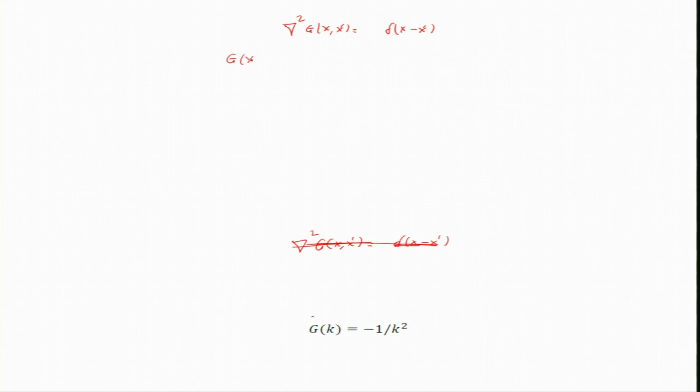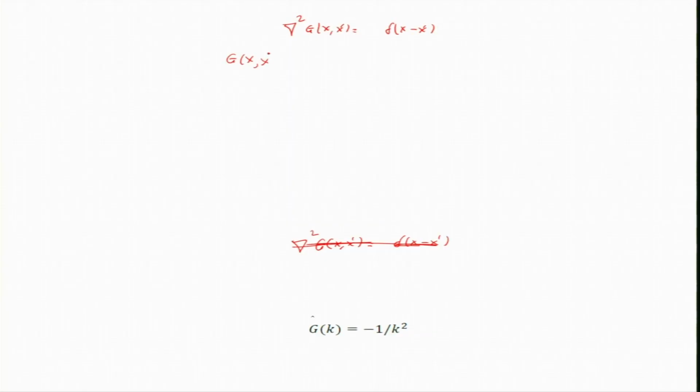So, g(x, x') is a number. What is varying is x, right, the temperature I measure at different points. So, x is a variable, but x' is a number. So, g(x, x') is the integral dk by (2 pi)^d of g(k) e^(i k dot x), where k is a vector. This is my definition, the definition I showed you.